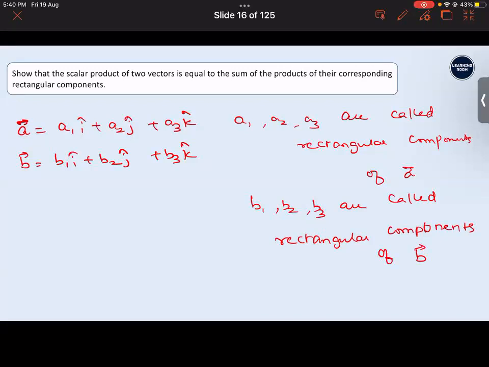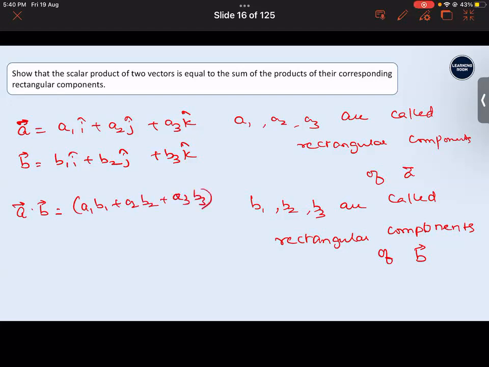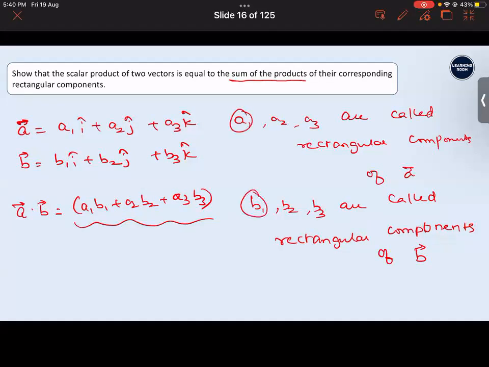Is this point clear? Then when you do A vector dot B vector, what will you get? We got A1 B1 plus A2 B2 plus A3 B3. That's it, that's what they meant. Show that the scalar product of two vectors is equal to the sum of the products of their corresponding rectangular components. Corresponding means A1 B1, A2 B2, A3 B3. Is that point clear?